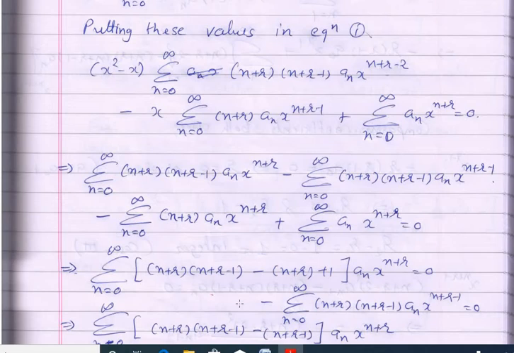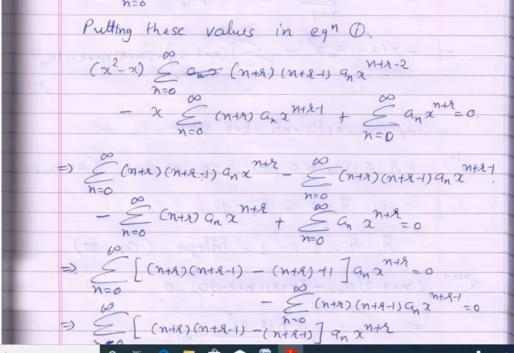Now here we have two terms, x square into y double dash, x into y double dash. This x will be going with a multiplication of a power of x. So we have totally 4 terms. First will be sigma n plus r into n plus r minus 1 a n x raised to n plus r. Second will be n plus r into n plus r minus 1 a n x raised to n plus r minus 1. Third will be n plus r a n x raised to n plus r. Fourth will be a n into x raised to n plus r is equal to 0.